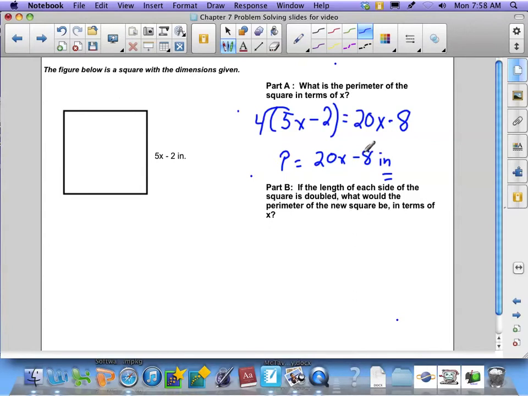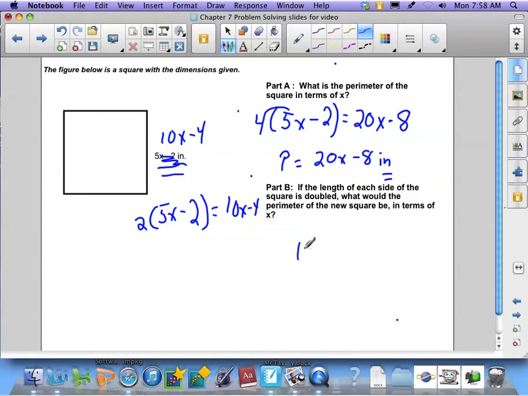Okay, the next question, if the length of each side of the square is doubled, what would be the perimeter of the new square? So the first thing we have to do is double that. So I'm going to do 2 times 5x minus 2, and get 10x minus 4. Okay, so in our new square, each side is 10x minus 4.